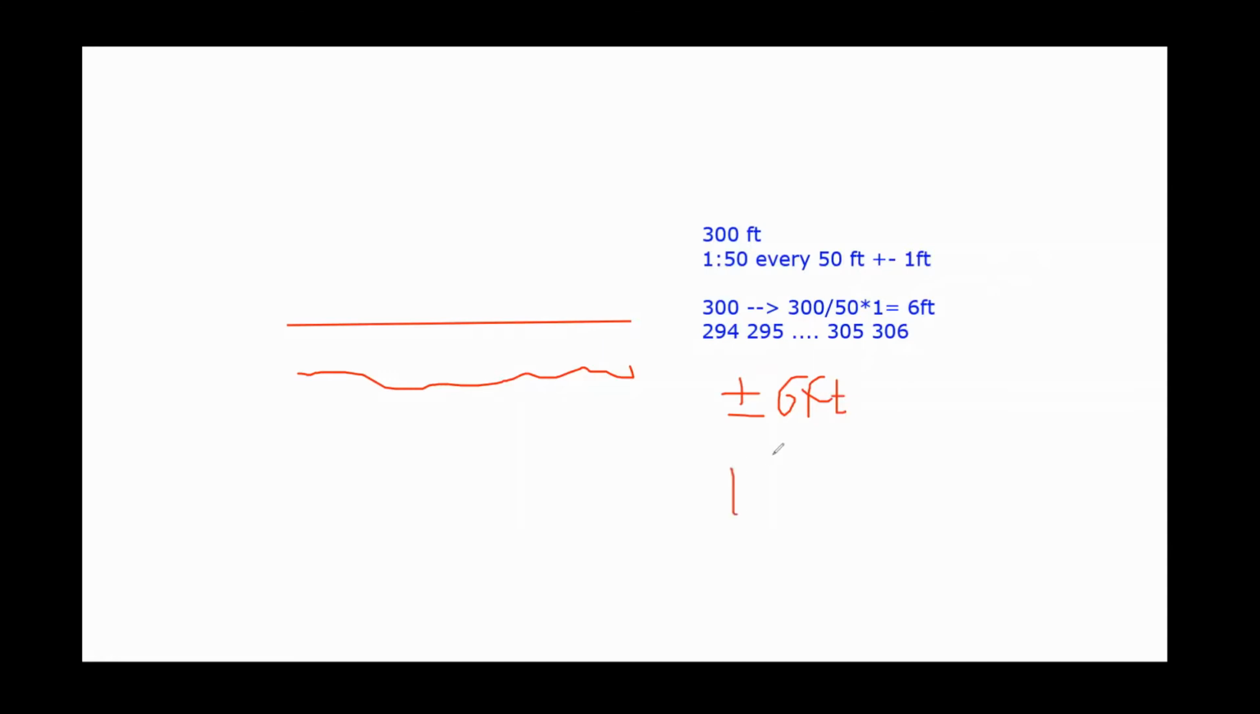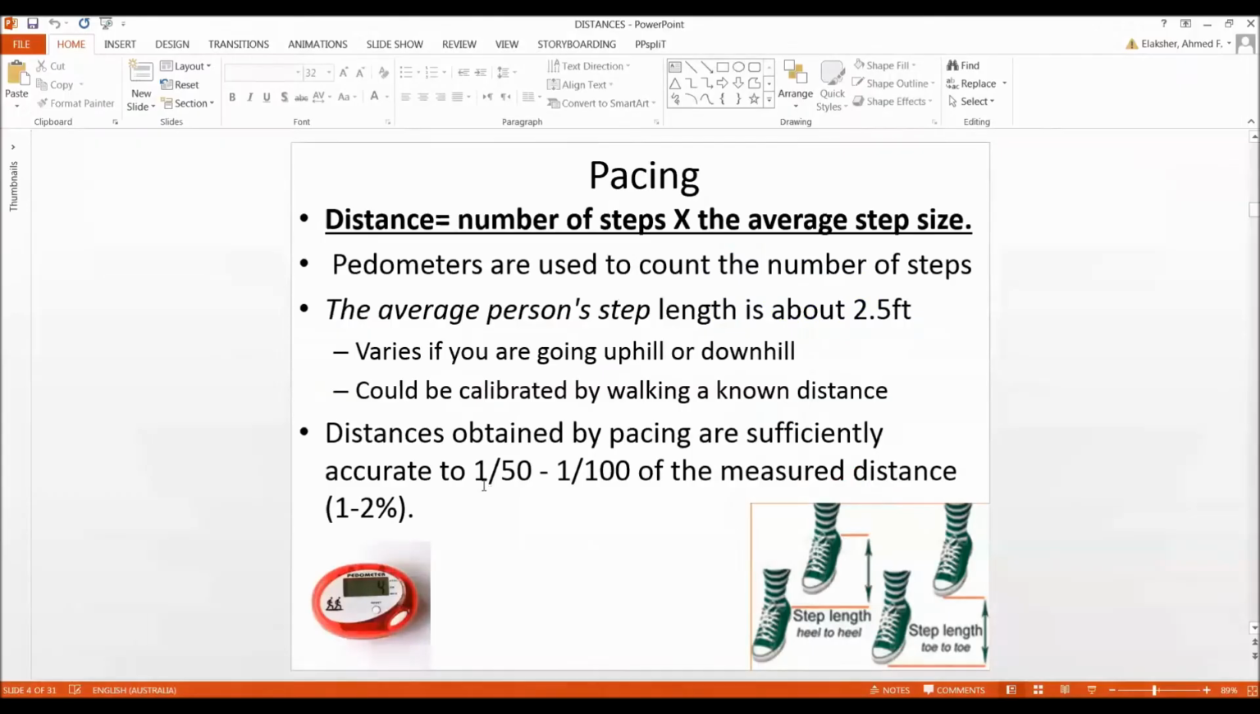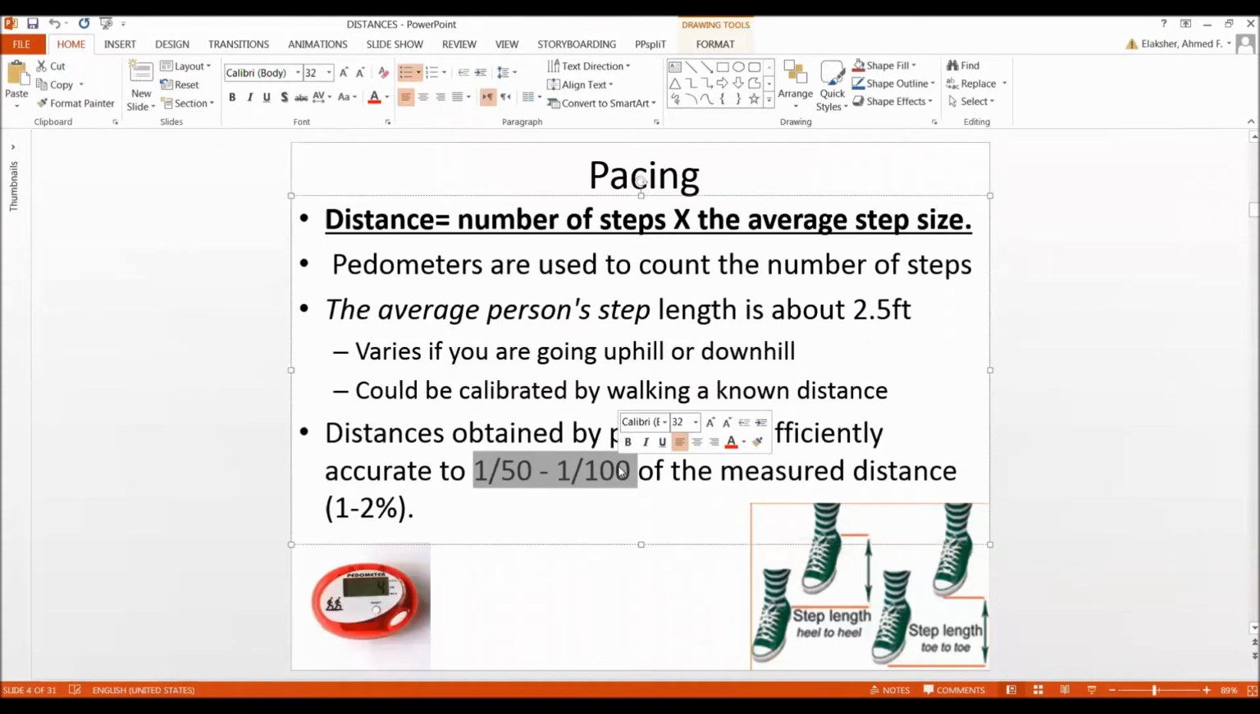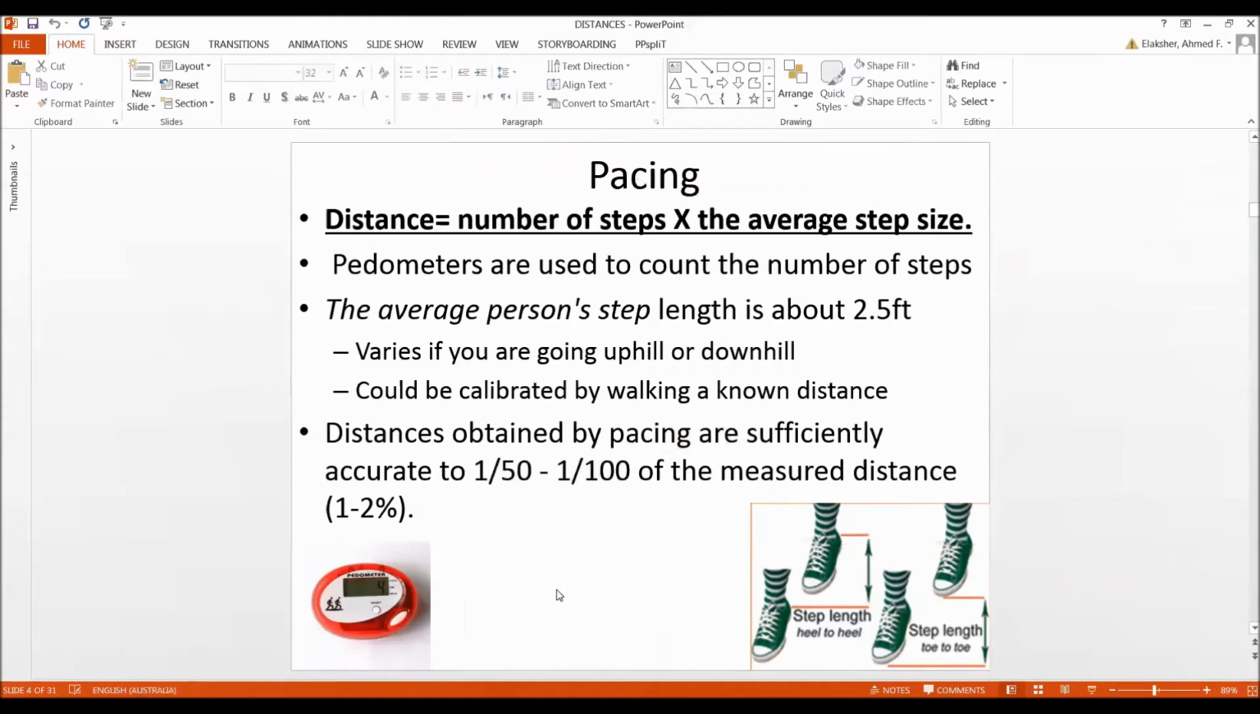How about if my survey has a relative precision of 1 to 100? That means that I'm going to be off plus or minus 300 divided by 100, which is 3, much more precise, and so on. I'll give you a couple more examples when we go to taping. So this here is the relative precision. Back to the PowerPoint here. So pacing will be plus or minus 1 to 50 or 1 to 100.